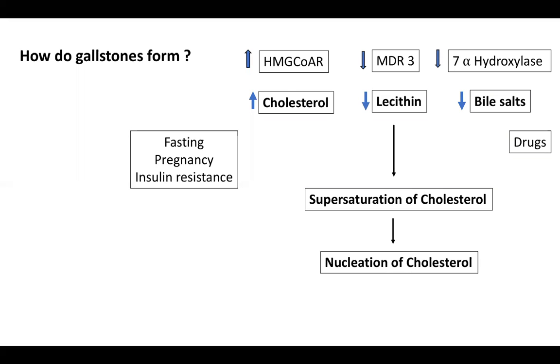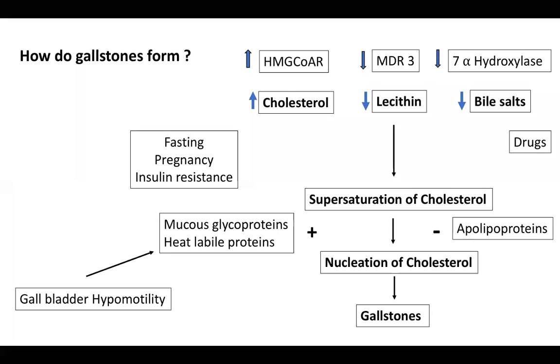Now, once there is supersaturation of cholesterol, the next event that happens is the nucleation of cholesterol. That is, it comes together to form tiny nuclei or tiny fragments, and this can then lead on to gallstones. Now, what is the process that activates the supersaturation of cholesterol to nucleation? That is the presence of mucus glycoproteins and heat labile proteins.